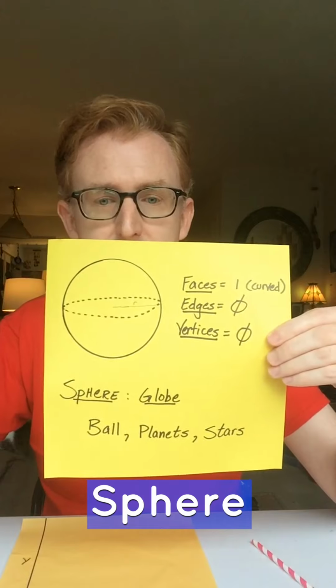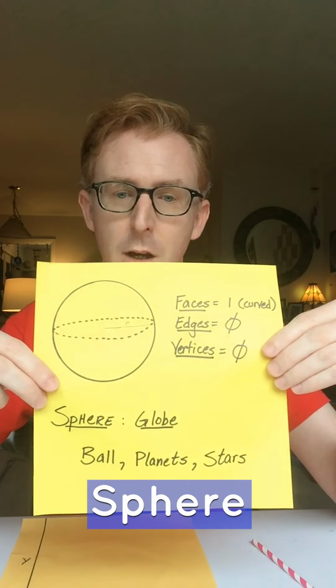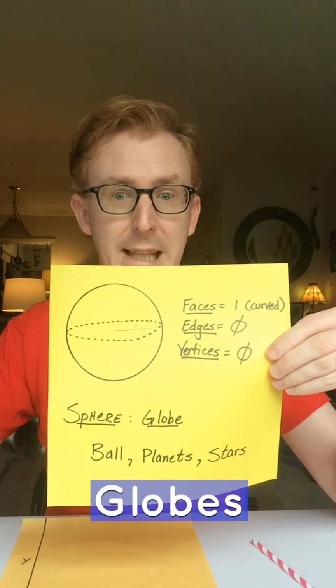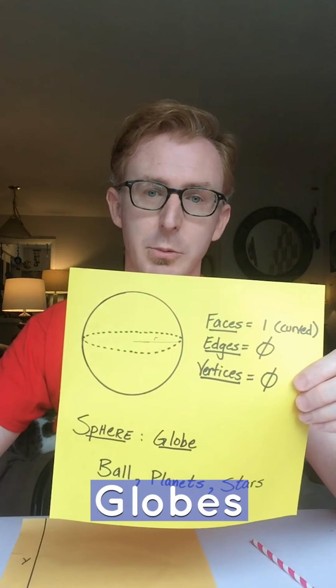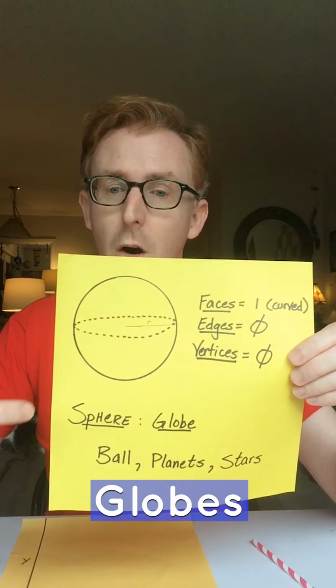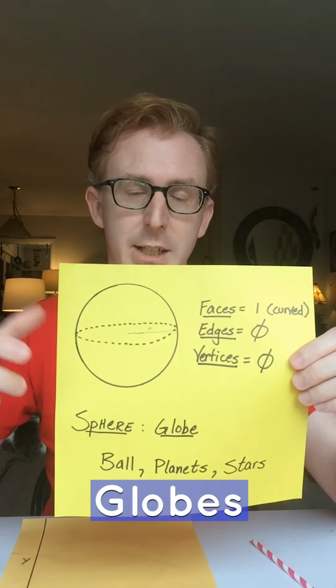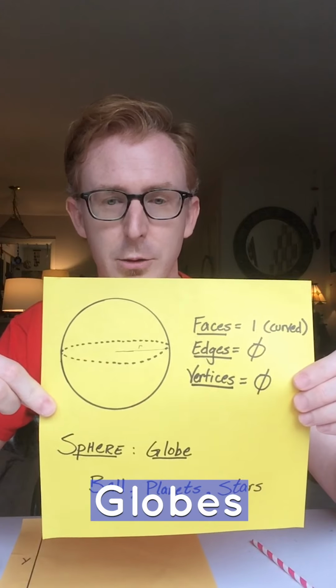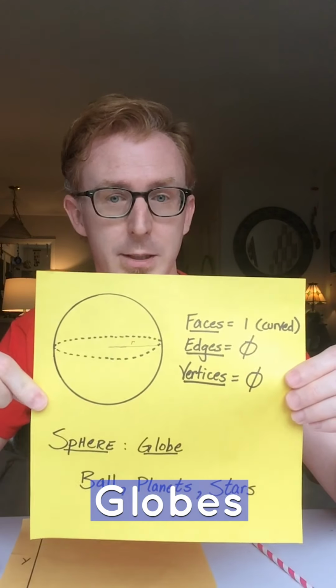Common spheres that we see around us every day happen to be also called globes, balls, planets, and even the stars that we have in the sky, our own sun, all happen to be spheres. Gravity likes to put things into spheres out into the cosmos, so a sphere is a very common shape in the universe.